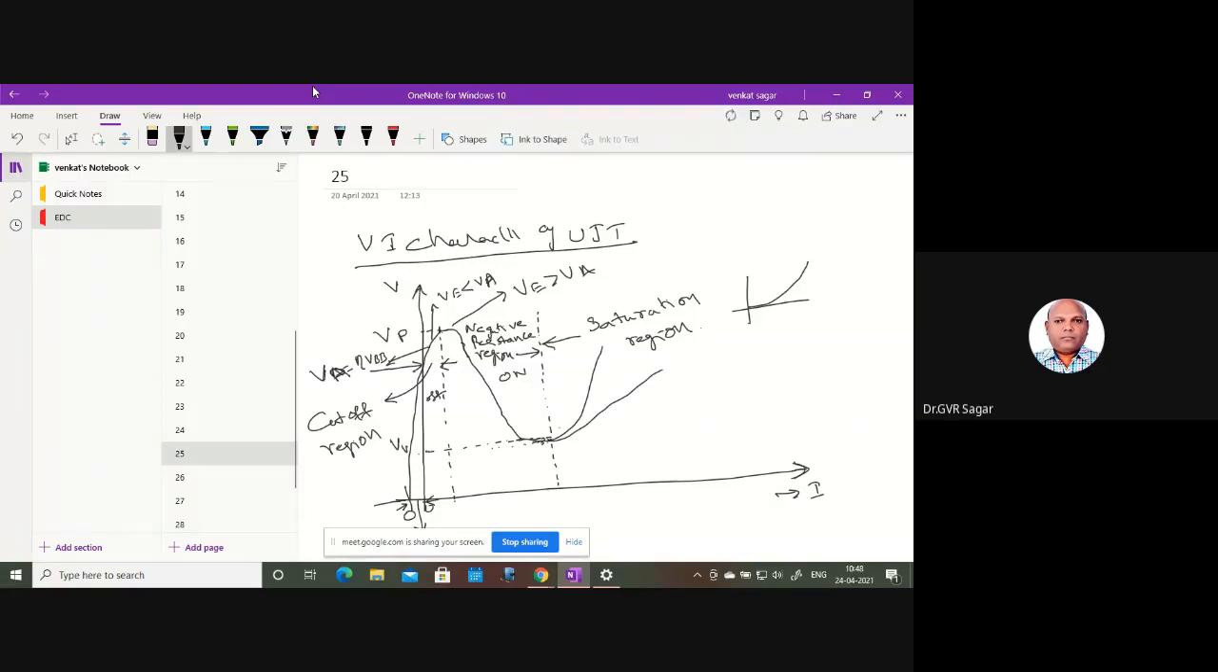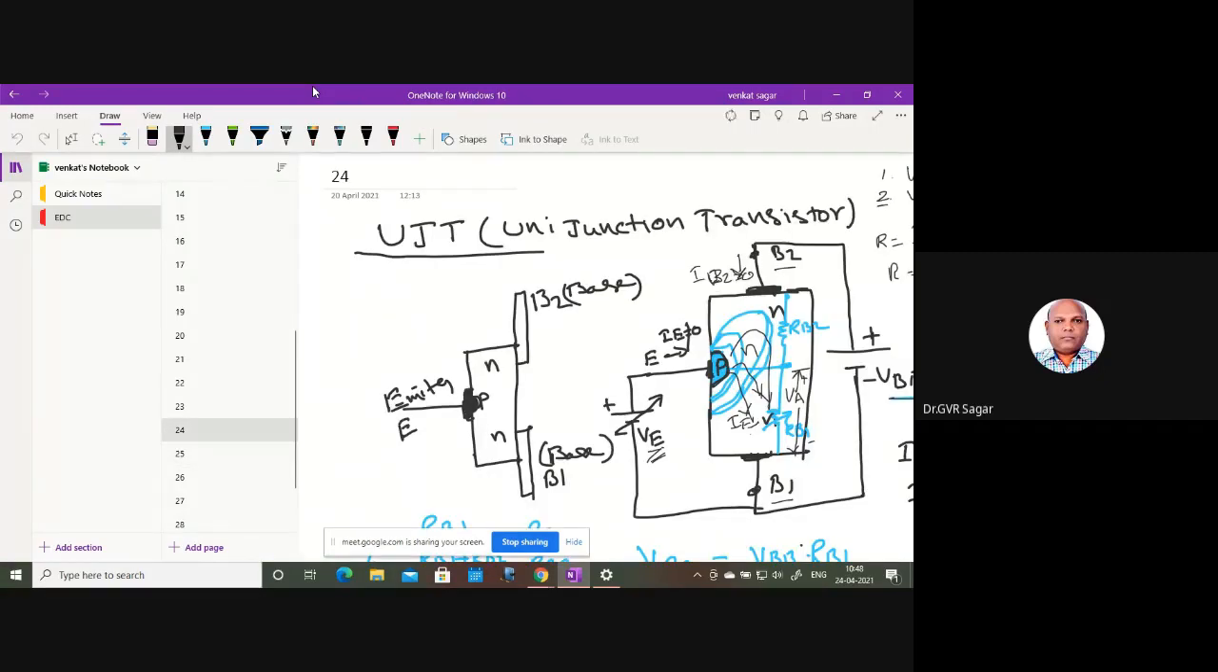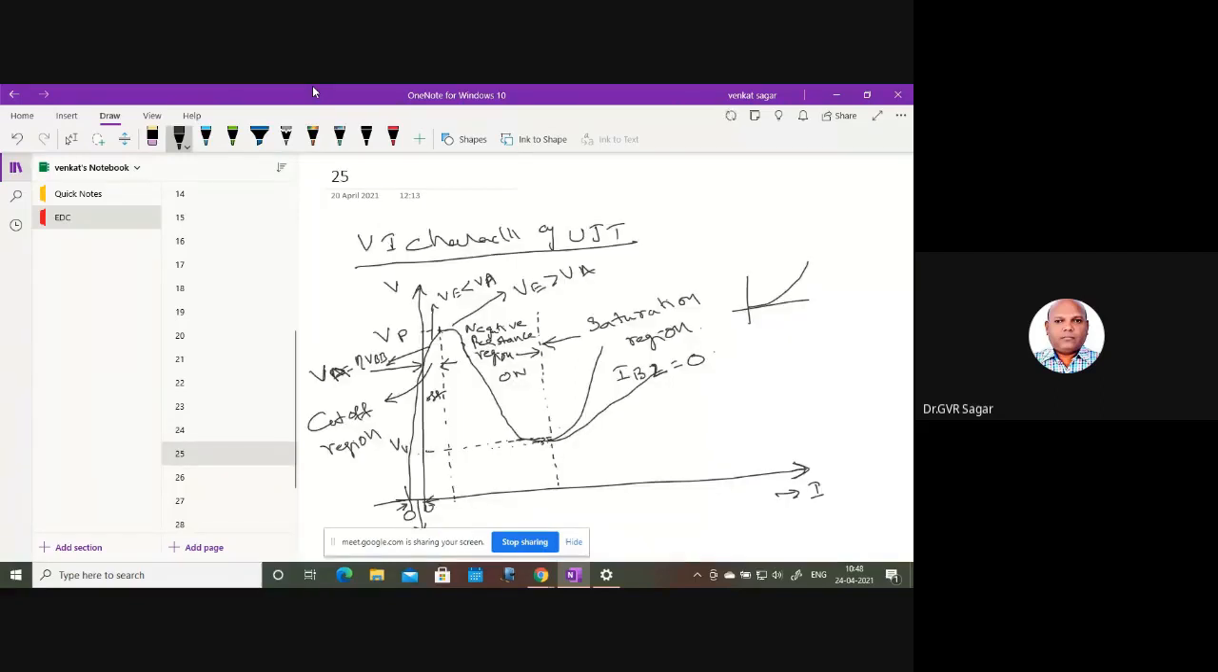So when the saturation region is reached, there is no question of base IB2 current. IB2 becomes 0. Base 2 current ఏముండదు. Base 2 current flow కాదు. చూడండి ఇక్కడ base 2 current ఏముండదు. Base 2 current becomes totally 0 because IE goes on increasing. Right? So this is the characteristics of UJT. UJT లో 3 regions వస్తాయి. One is the cutoff region, negative resistance region, and another one is the saturation region, right?